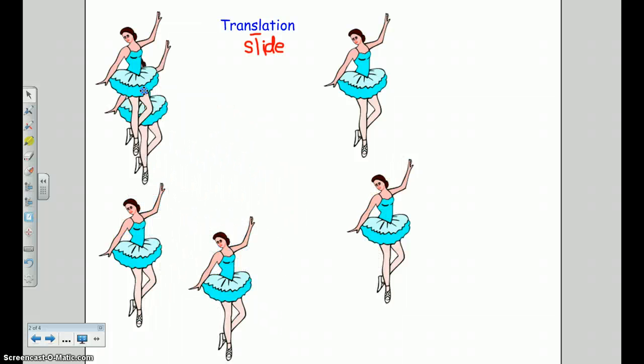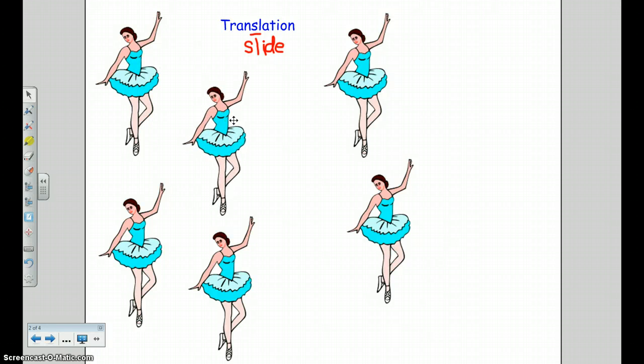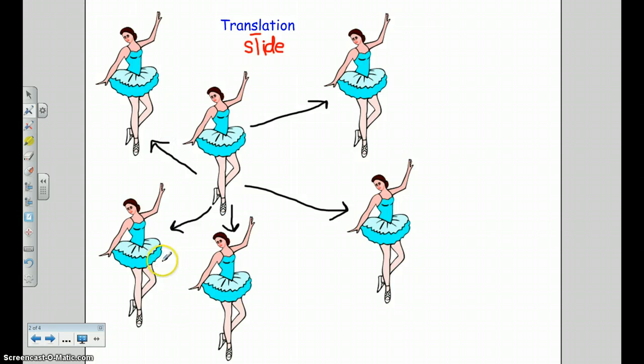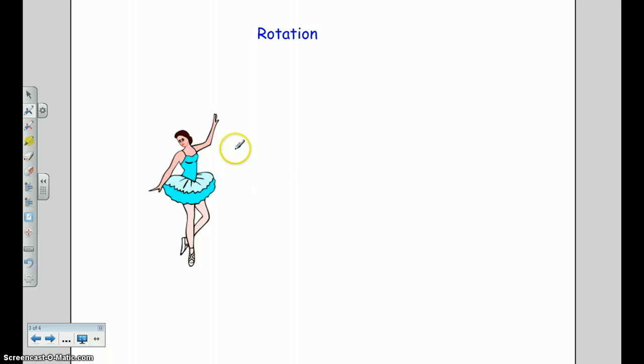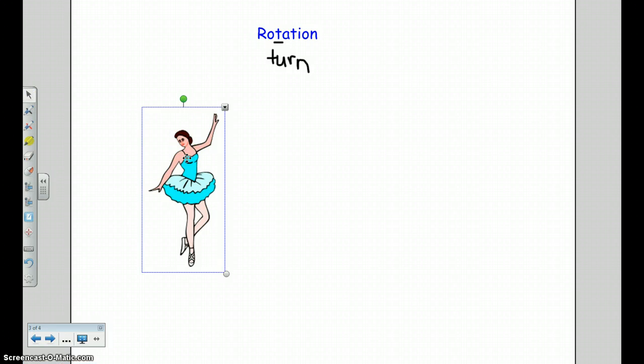I'm not turning her, I'm not flipping her over. All I'm doing is pushing her to a new location, sliding her. So she's kind of dancing across my stage in all different directions. So that would be my translation, a slide. Now the next movement is a rotation, which has a T, and that tells us that I'm going to take my current shape and I'm going to turn the shape.